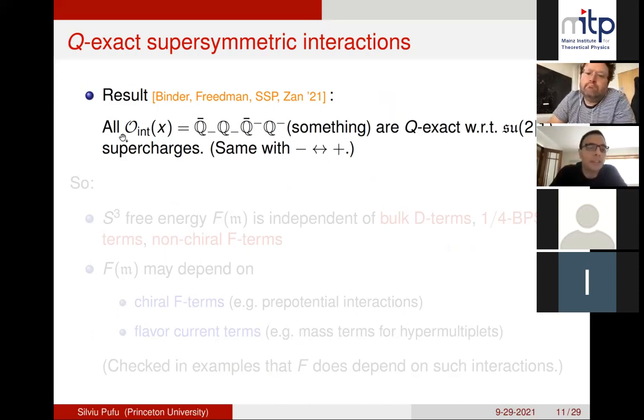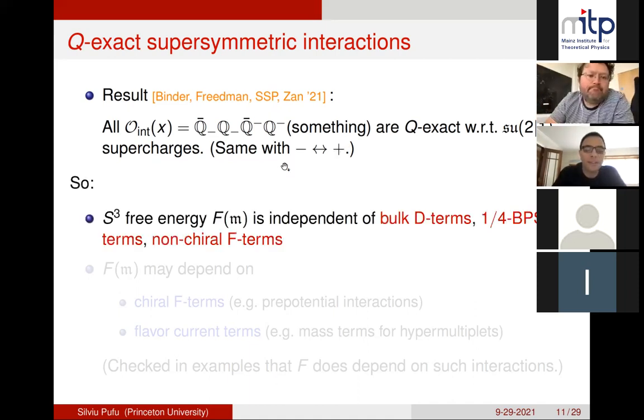The result is that all the interaction terms that are written as all the supercharges with R charge minus 1 acting on something are Q-exact with respect to this SU(2|1) supercharges. And it's the same if we replace plus with minus. So this is what we could prove. And so what does this mean?